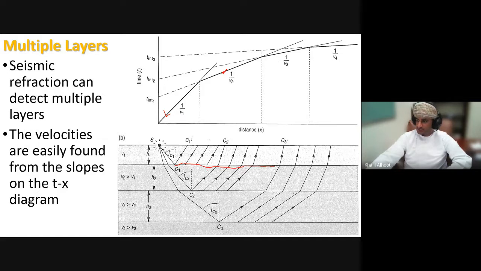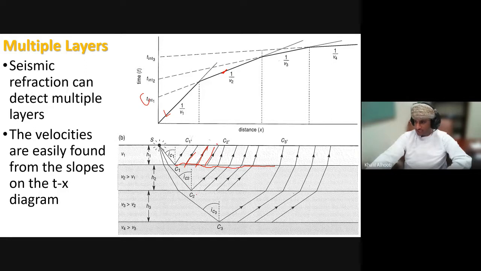That gives you this layer, it goes like that. So this one gives you this energy traveling in the second layer and emitting what we call head waves. Those head waves are recorded by the geophones on the surface that gives you this line. And this is the intercept one.